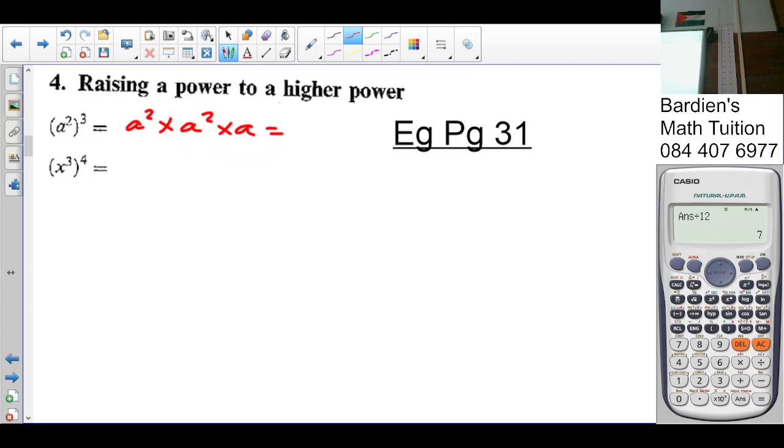Again, people, if you rather write it, it will be a squared times a squared times a squared. This is what I expect you to write. You see, it's one below the other. No?